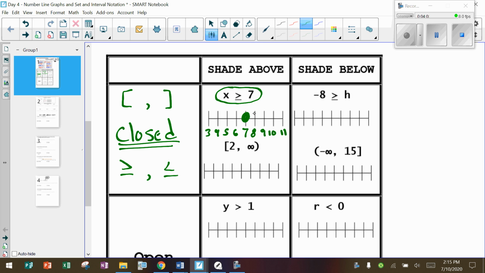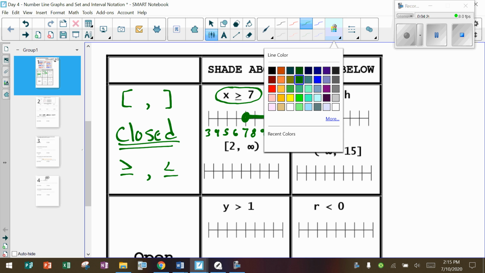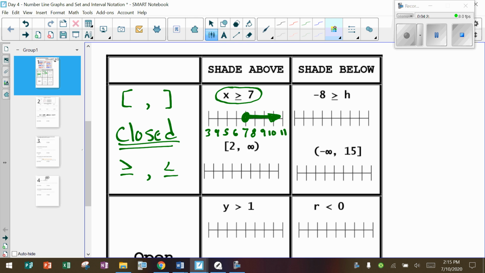Now, the rest of this graph comes from which direction from this dot shows the numbers that are acceptable to use, where x has to be greater than or equal to 7. And that would be up towards the right, the larger numbers. And that's how we graph an inequality. Let's go to the one next to it, and then we'll look at the ones underneath that are in interval notation.